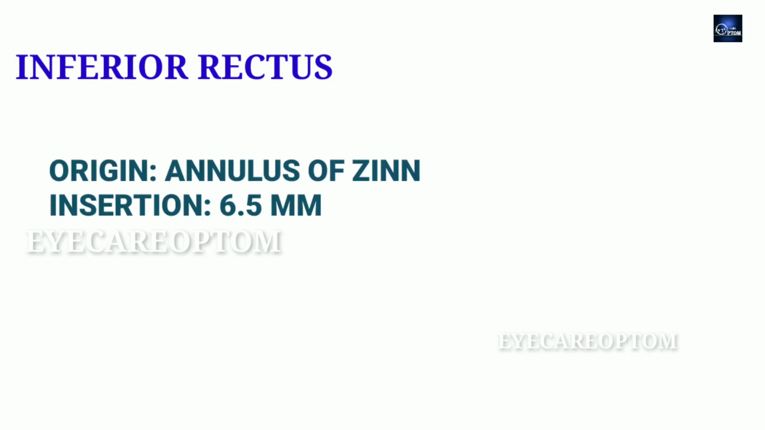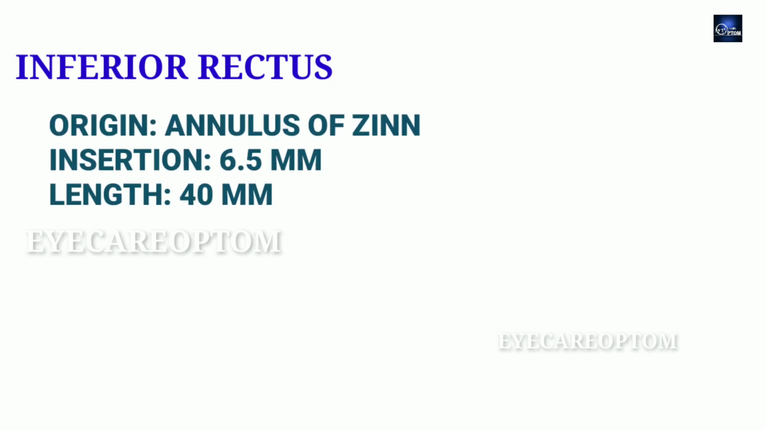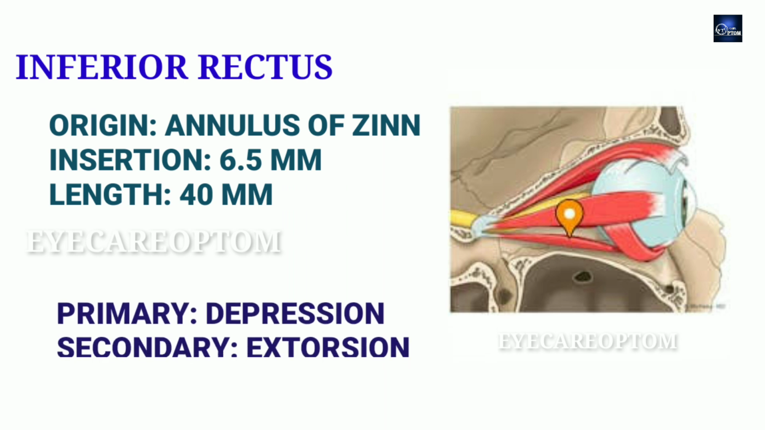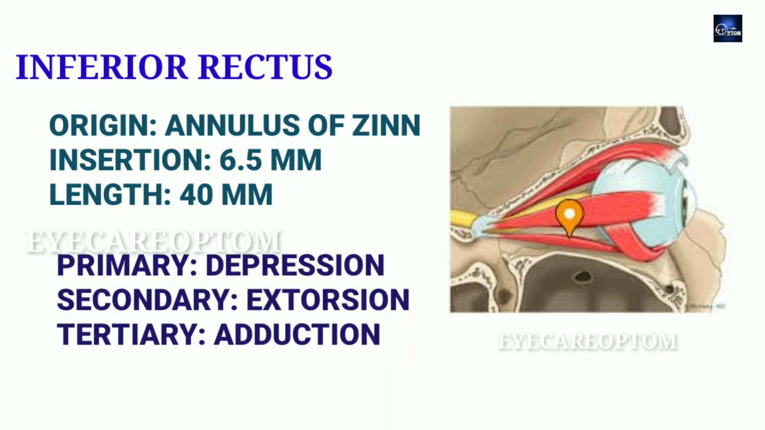Inferior rectus muscle originates from the inferior part of the annulus of Zinn and attaches into the sclera approximately 6.5 mm from the limbus. The total length of this muscle is 40 mm. The actions of this muscle: primary action is depression, secondary is extorsion and tertiary is adduction.